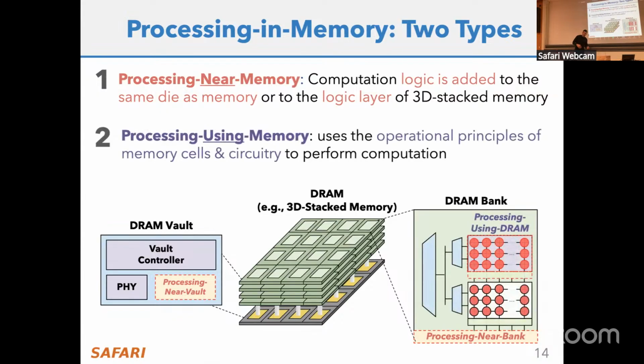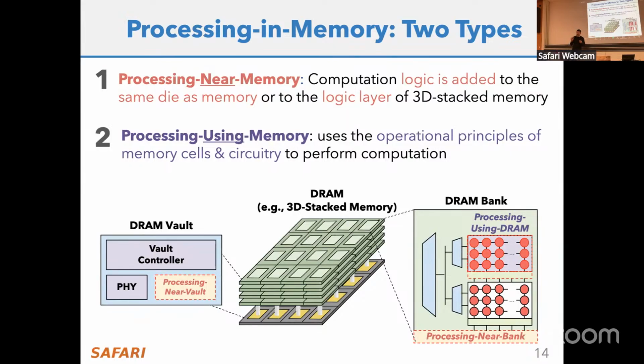The other way of doing processing in memory is what we call processing using memory. And here we forget the separation between logic and memory. So here we use the operating principles of the memory cells themselves to perform computation. And we are going to compose complex operations using those simple analog operations. So here there's no separation of what is memory and what is compute. The memory is the compute.